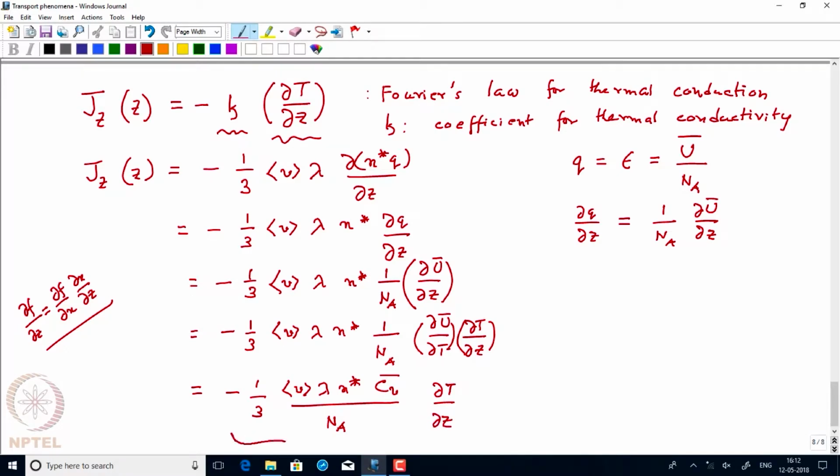Now we see this entire quantity is kappa. So kappa is nothing but one third of the average velocity times the mean free path times the number density times the Cv bar divided by the Avogadro number.